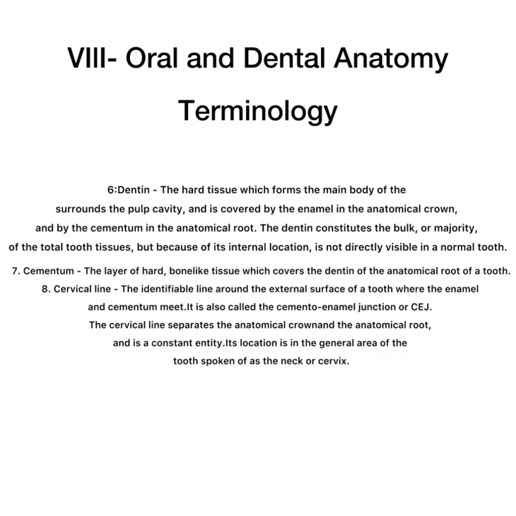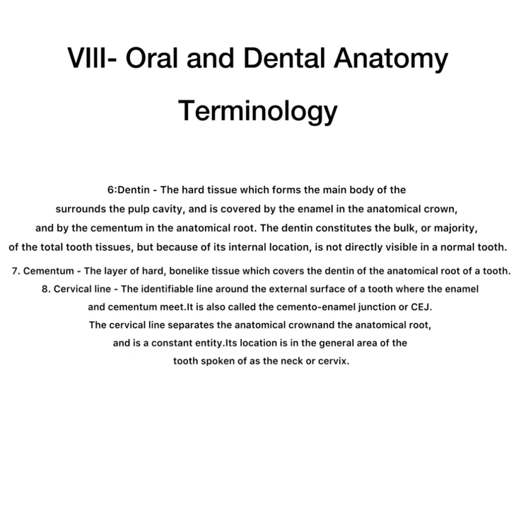Six, dentin: the hard tissue which forms the main body of the tooth, surrounds the pulp cavity, and is covered by the enamel in the anatomical crown and by the cementum in the anatomical root. The dentin constitutes the bulk or majority of the total tooth tissue, but because of its internal location, it is not directly visible in a normal tooth.